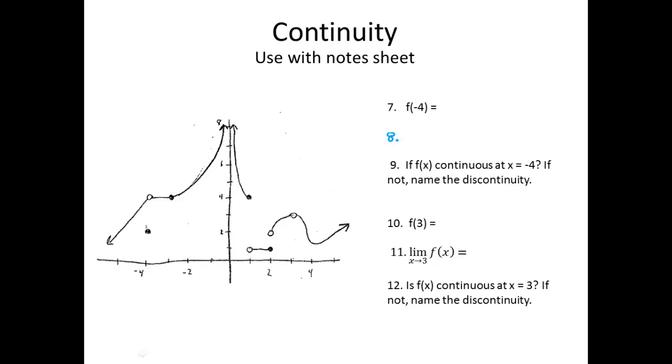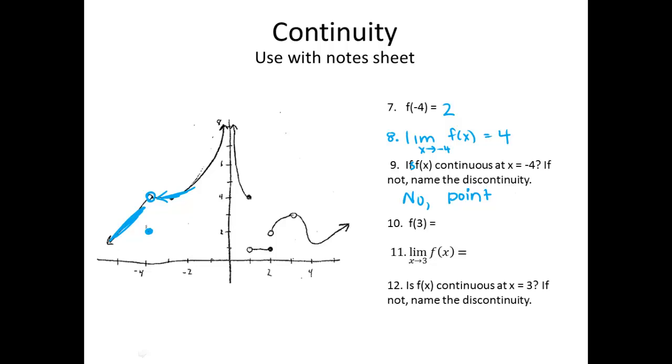So f of negative 4. Over here, negative 4, that looks like a 2 to me. Now the limit as we approach negative 4, I'm coming in from this side, and I'm coming in from this side, and I say, oh, that looks like a positive 4 to me. Is f of x continuous at x equals negative 4? I'm going to say no, because there's a hole, which is a point discontinuity. So I have this hole right here at x equals negative 4.